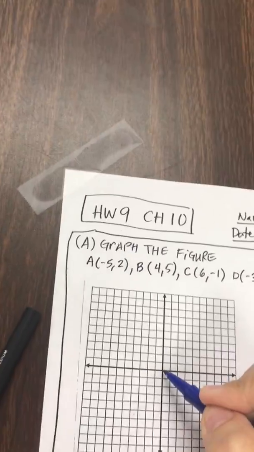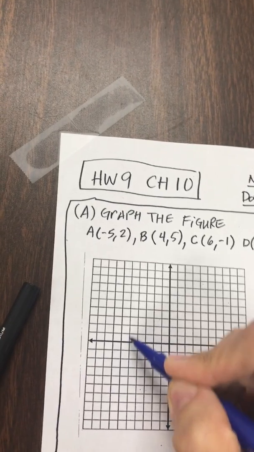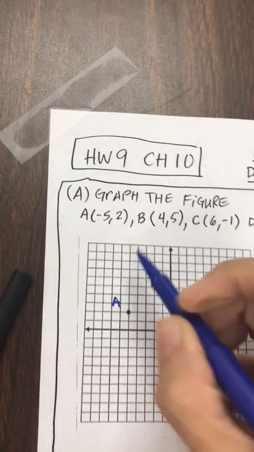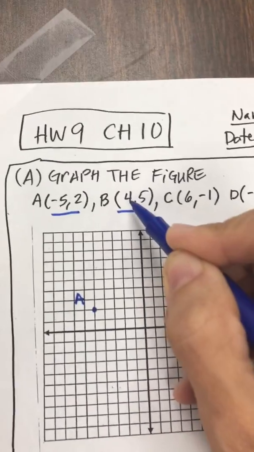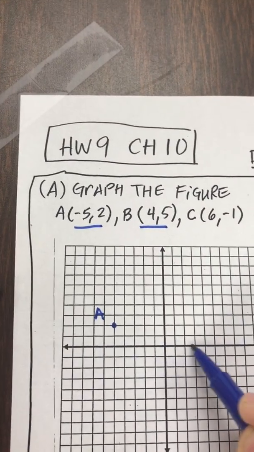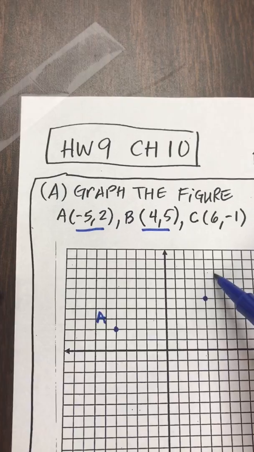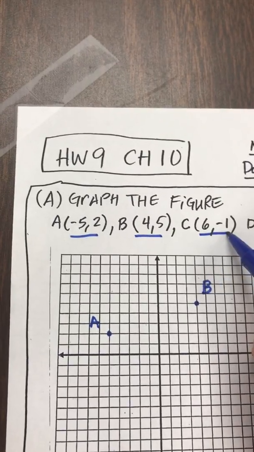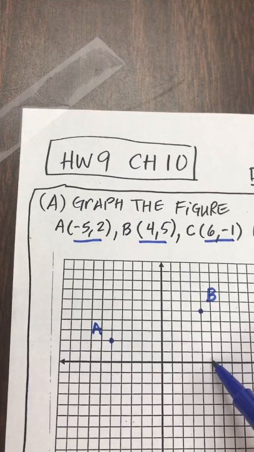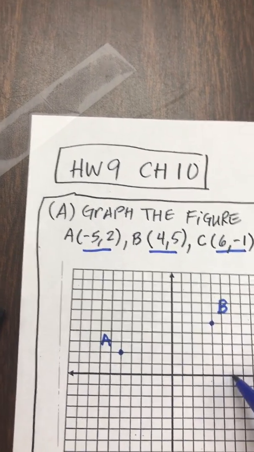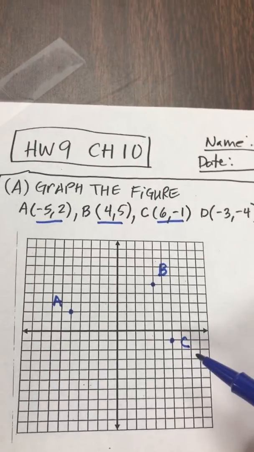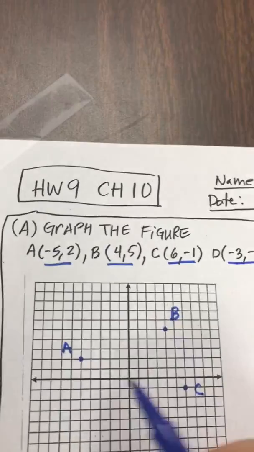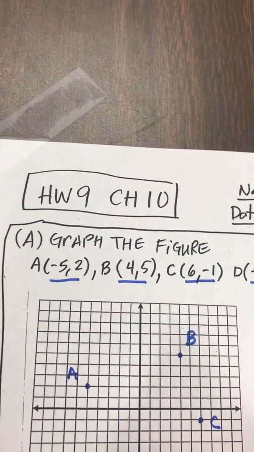So, homework 9, we're going to go ahead and plot these points and see what we got here. I've got -5, +2. Let's just double check that. -5, +2, +4, +5, +6, -1, and -3, -4.